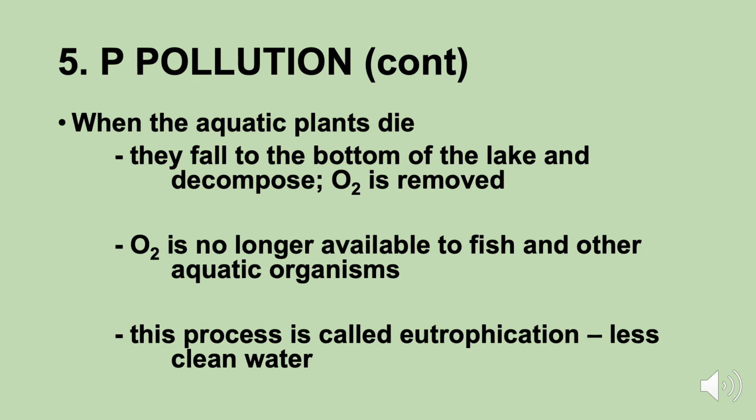When the aquatic plants die, again, they fall to the bottom of the lake and decompose. Oxygen is removed deep in the lake. Oxygen is no longer available to fish and other aquatic organisms. And this process is known as eutrophication. We have lots of stagnant bodies of water, particularly lakes, that turn green on the surface in the summer. It's due to this eutrophication process. But eutrophication is a much bigger problem in Lake Coeur d'Alene because it would not only turn the surface water green, but it would release the heavy metals from the sediment below the lake.